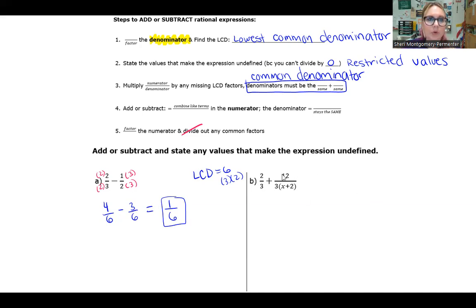For my second example, I look and I find the LCD. What's the lowest common denominator? Well, they both have a 3. That's good. But this fraction is missing an x plus 2. My lowest common denominator is 3 times x plus 2. Well, my second fraction has that, so I leave it alone. My first fraction, it's missing the x plus 2, so I have to multiply the numerator and denominator by x plus 2.